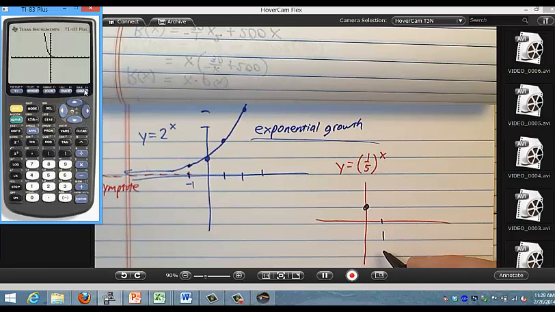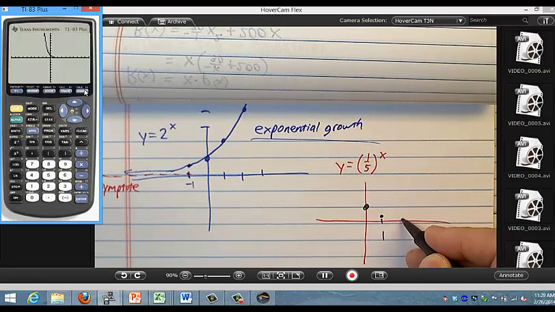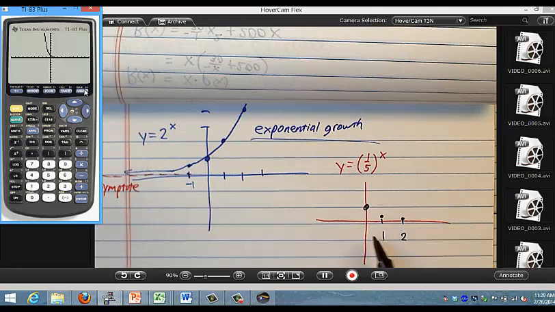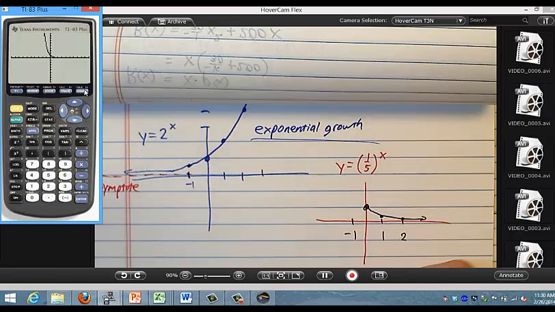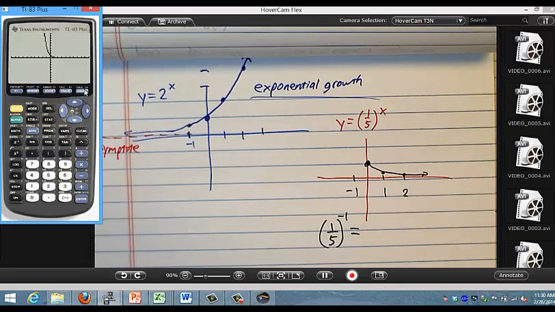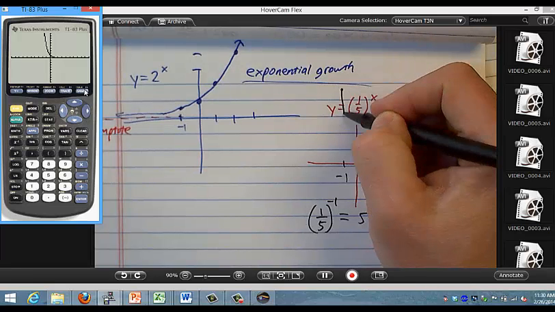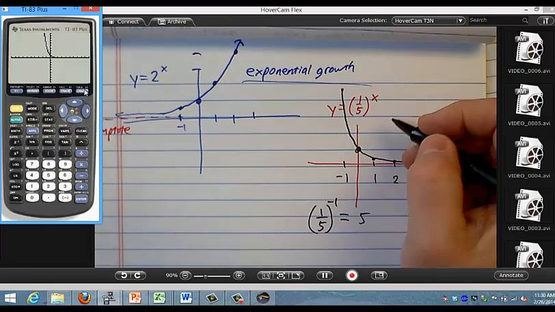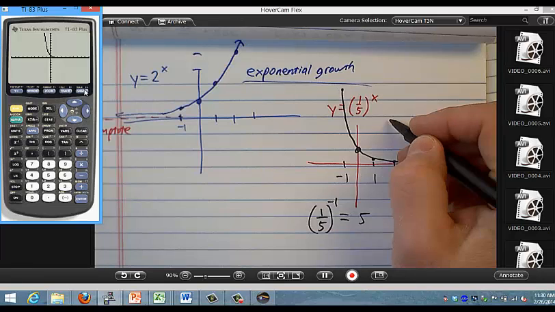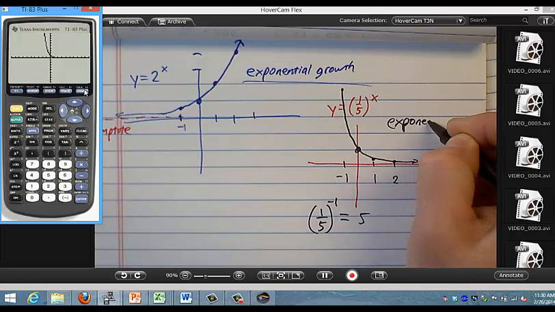1/5 to the first power is 1/5. If you input a 2, now you're at 1/25. See, the asymptote kind of switched sides. You guys see that? If you go backwards, what's, for example, 1/5 to the negative first power? Well, that's 5, right? Because that means take the reciprocal, and so you're way up here. And so that's why if you have a fraction, you're going to get exponential what? Decay.